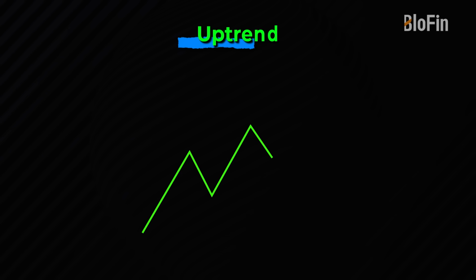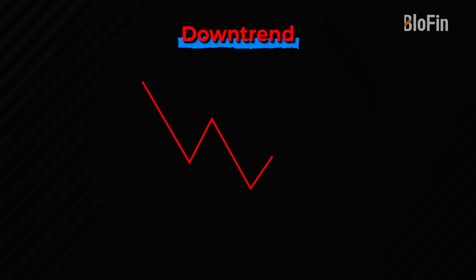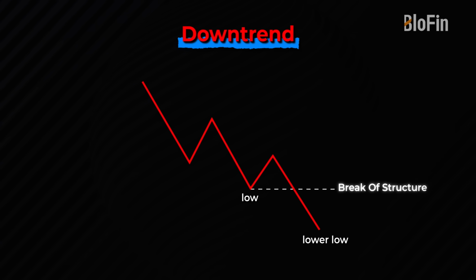Now, in an uptrend structure, whenever the previous high gets broken and price forms a new higher high, that's what we call a break of structure. Similarly, in a downtrend, whenever the previous low gets broken and price forms a new lower low, that's also called a break of structure.